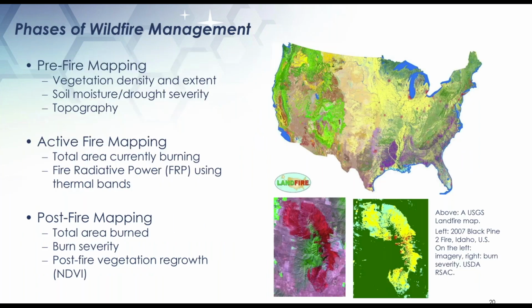Generally for wildfire management, at least using remote sensing, there are 3 phases: pre-fire mapping, active fire mapping, and post-fire mapping. And NASA's funded projects in each of these 3 areas. In pre-fire mapping, there are things like vegetation density and extent, soil moisture, etc. Active fire mapping is what we're going to be talking about today. And then post-fire mapping includes things like total area burned, burn severity, and looking at regrowth.